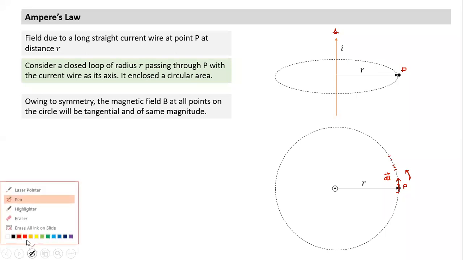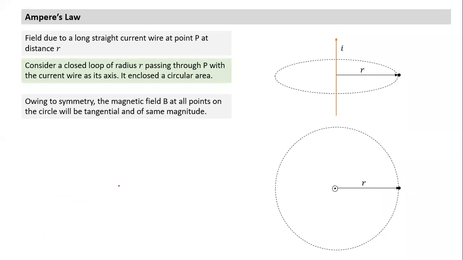Let's apply Ampere's law for the first time. What is necessary to apply Ampere's law? There has to be a loop. Since we are interested in finding the field at point P, the loop must pass through point P. And to make our task simple, we have chosen a circular loop with the wire axis at its center. Now, can we calculate B dot dL over this loop?